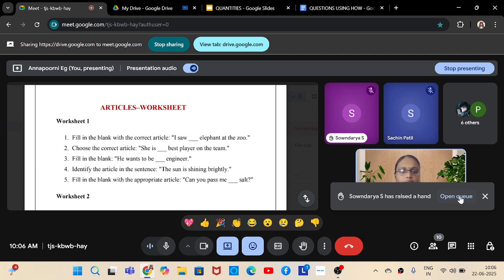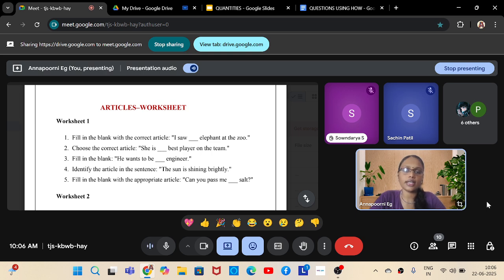So we studied that we cannot use any articles, be it a, an, or the, with uncountable nouns. But salt is an uncountable noun. Still, we are using the salt. Why? Because you are asking for a specific salt. For example, you are sitting and dining at a table, and there is salt and pepper on the table. So you are asking for that particular salt jar or that particular container which contains salt. That is why you are using the definite article the. So can you pass me the salt? That would be the correct sentence.